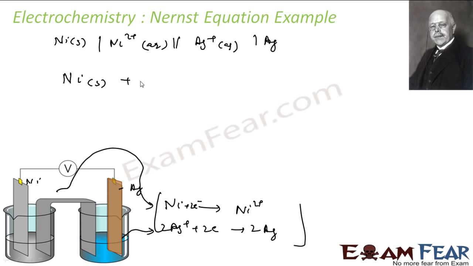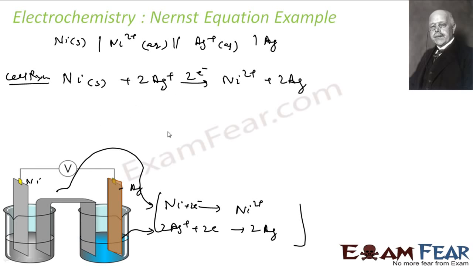Let's sum up this reaction. You get nickel plus 2 Ag plus will give you nickel 2 plus plus 2 Ag. That is my reaction, right? That is my cell reaction. And 2 electrons are used.